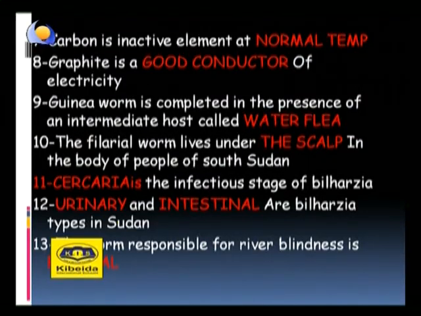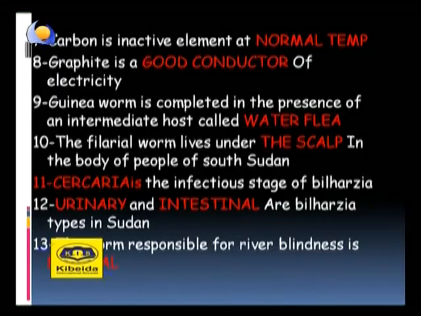Number 10, the filarial worm lives under the scalp. What is the scalp? The scalp is the skin of the head. Then it starts to move around the eye, causing infection. The infection leads to blindness. Under the scalp, in the people of South Sudan, and in a different area, which is pelvic, in the people of North Sudan.